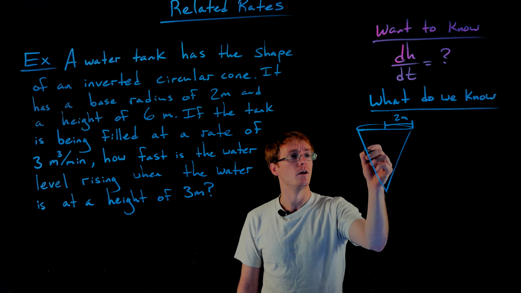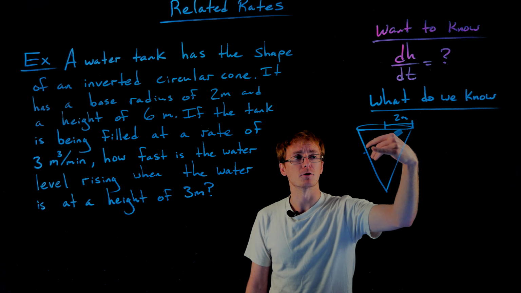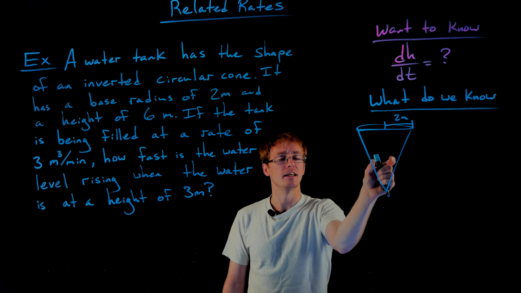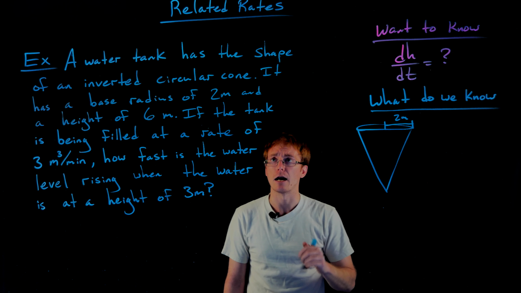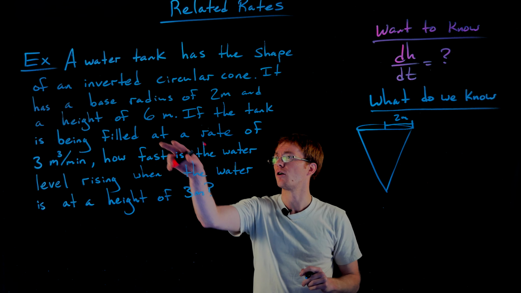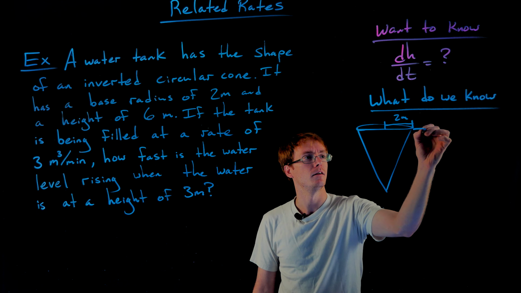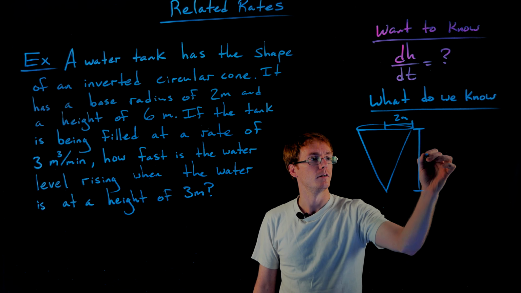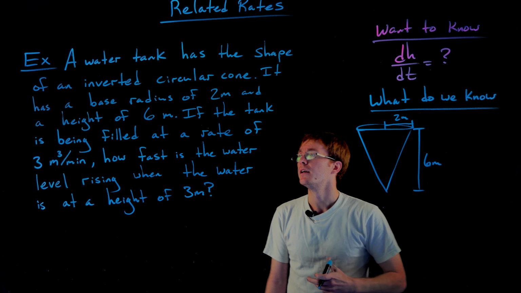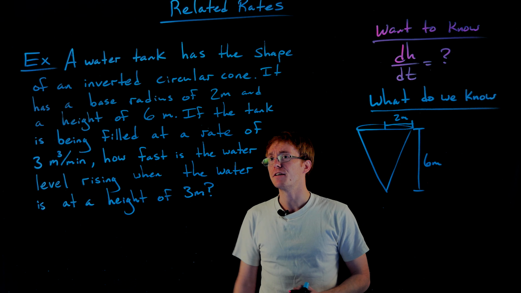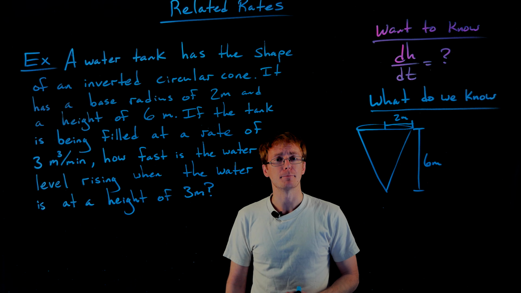And as we go down the cone, or as the water level changes, we can see that that radius is going to shrink as you move down the cone. So let's see, the cone also has a total height of 6 meters. We're told the tank is being filled at a rate of 3 cubic meters per minute.